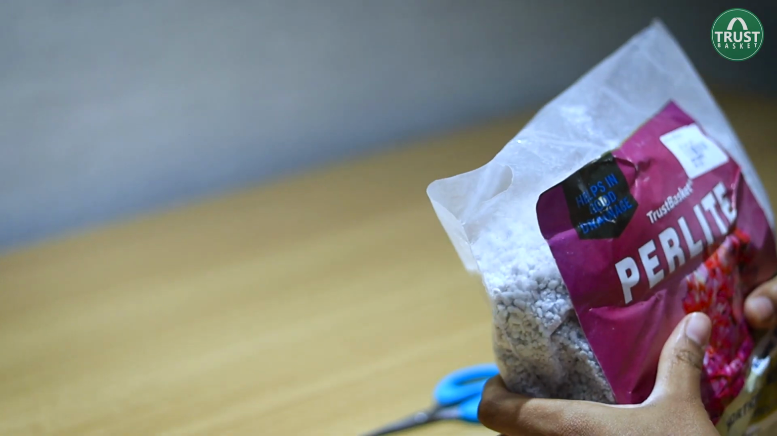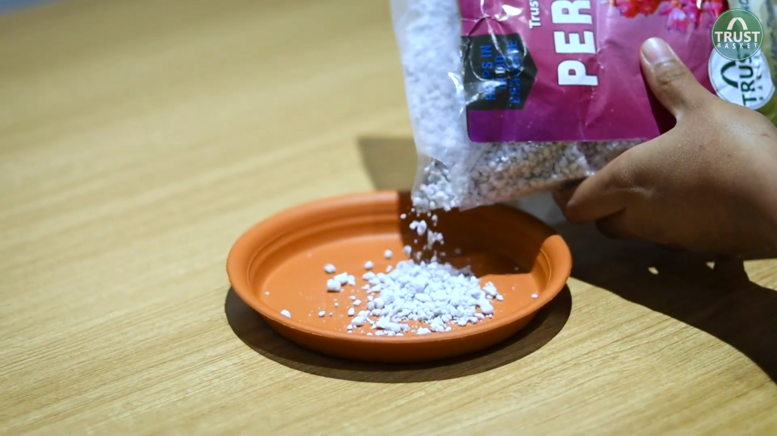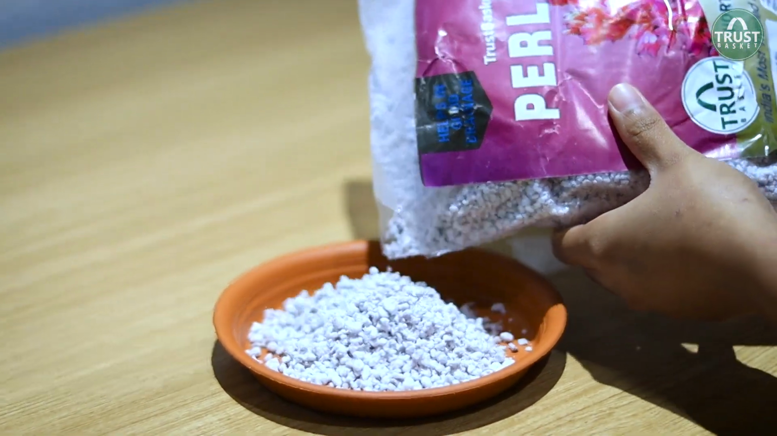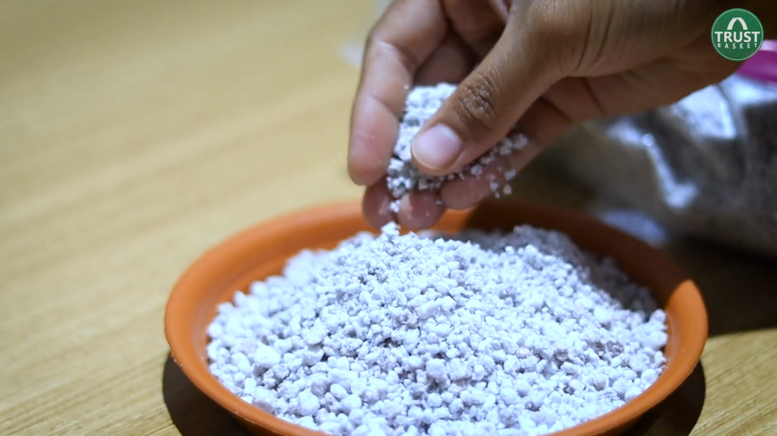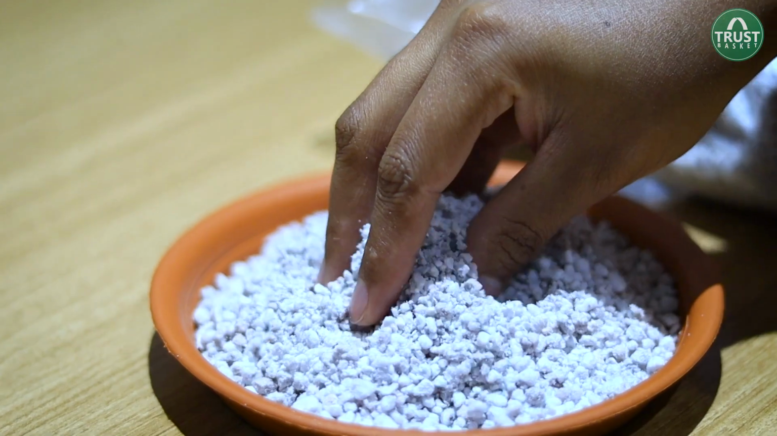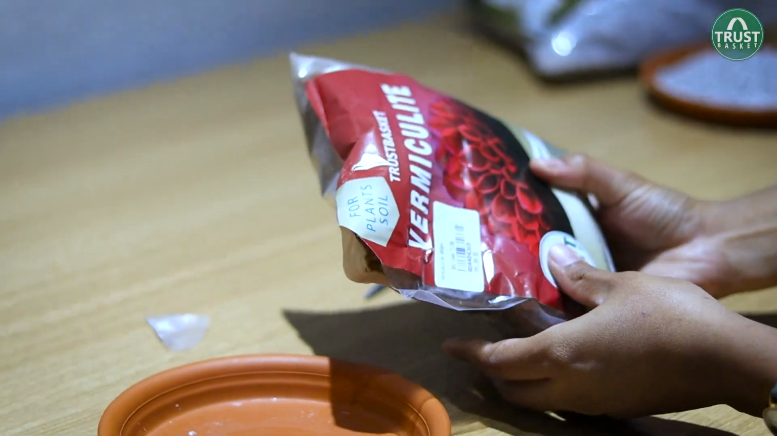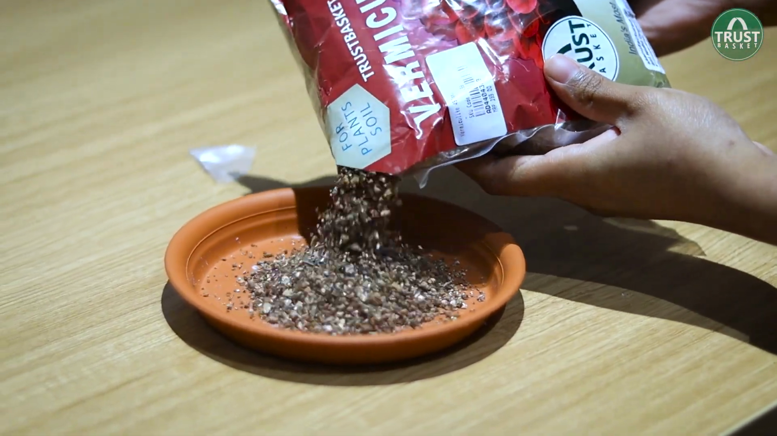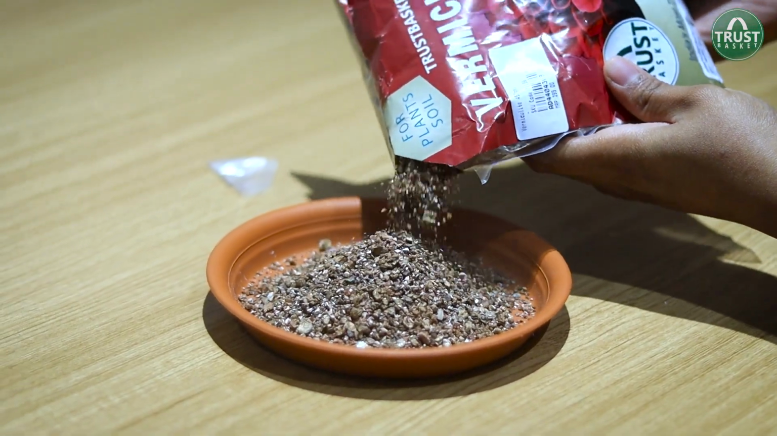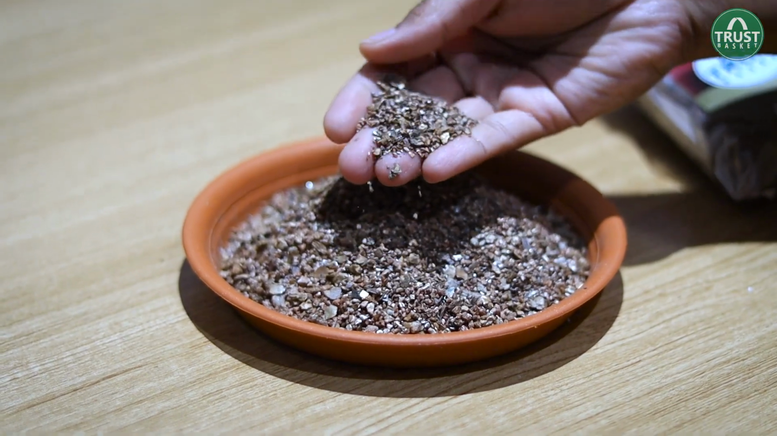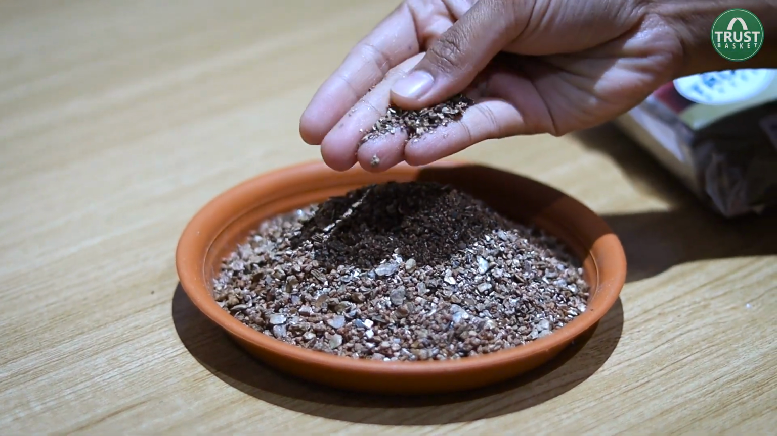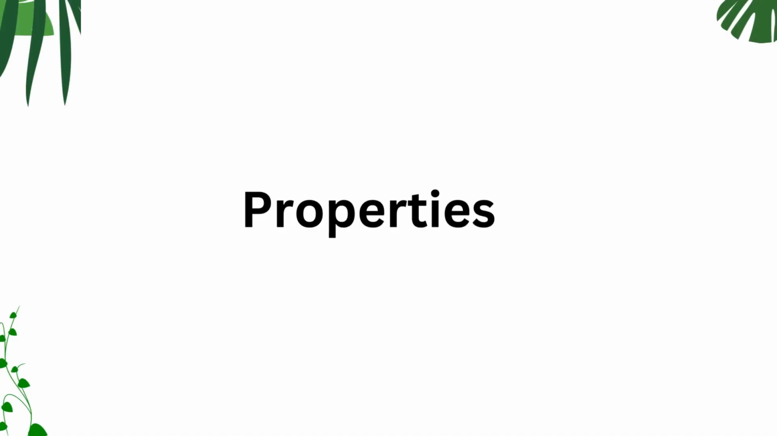Perlite is a volcanic glass that has been expanded through heat processing. It looks like small, lightweight, white particles with a porous texture resembling small thermocol balls. Vermiculite is a naturally occurring mineral that is expanded through heat processing, similar to perlite. It appears as small, lightweight, golden brown or silver grey flakes with a spongy texture. Now let's see how they serve their purpose in the soil mixes.